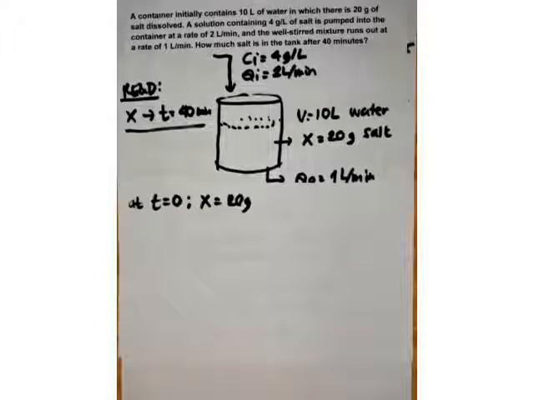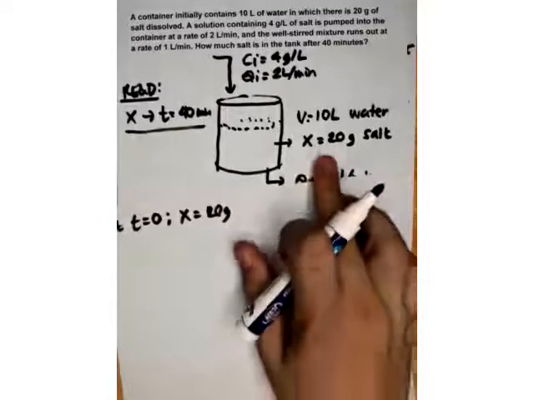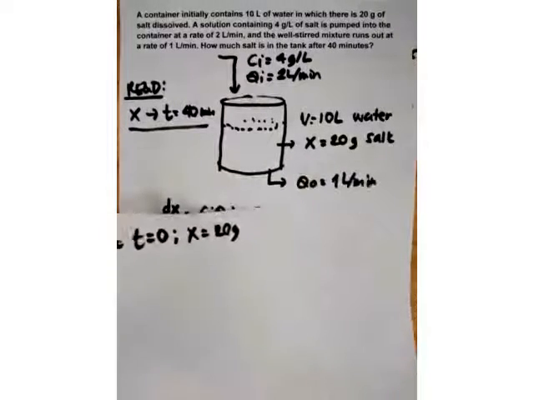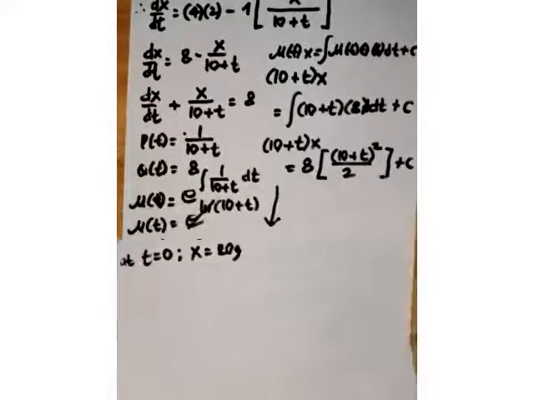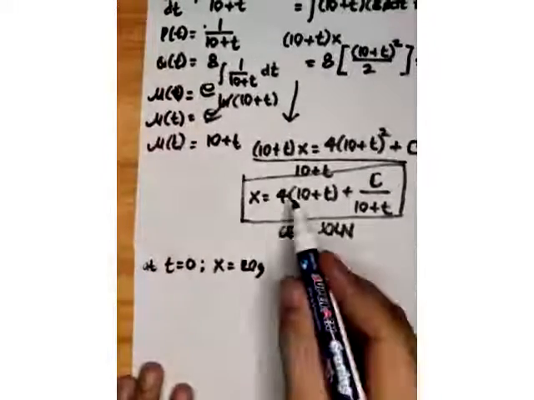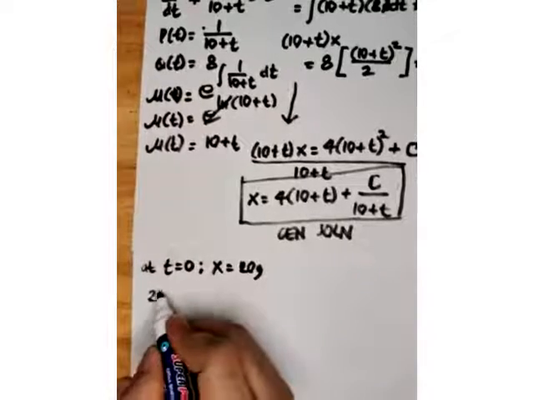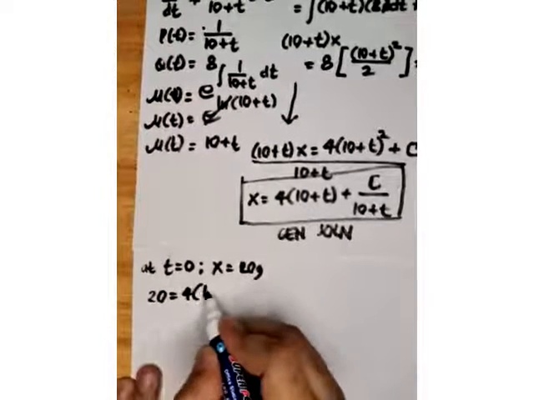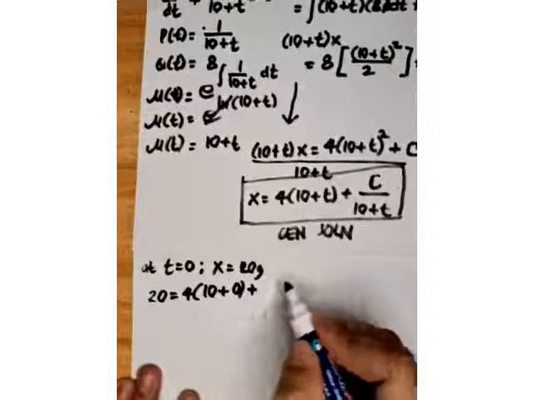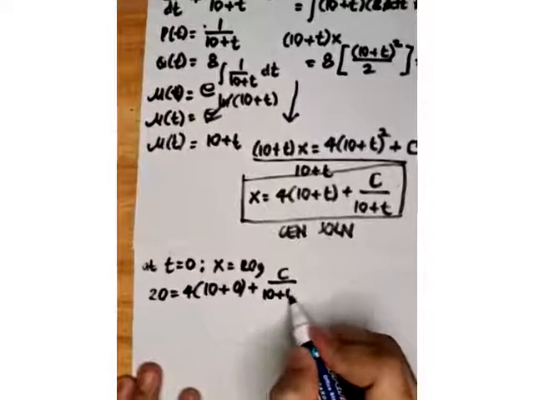So that is also the same when we have growth and decay and even, ano ba yun? Yung Newton's law of cooling. So we still want to get the initial conditions when t is equal to 0. So when t is equal to 0, x is equal to 20 grams. So initially kasi merong 20 grams of salt dun sa container natin. And then, let's just apply that to our general solution. So we'll have 20 is equal to 4 times 10 plus 0 plus c over 10 plus 0.